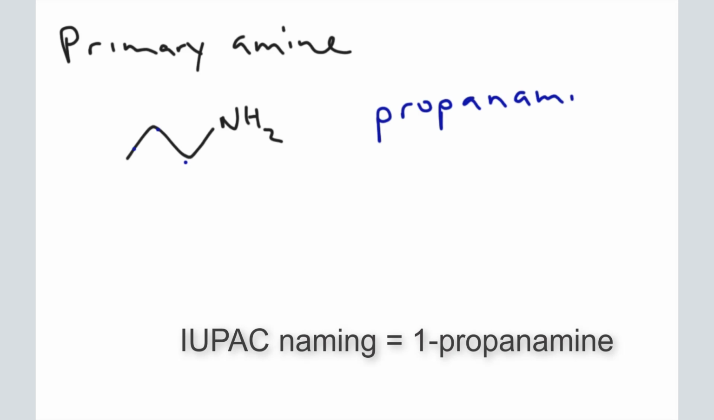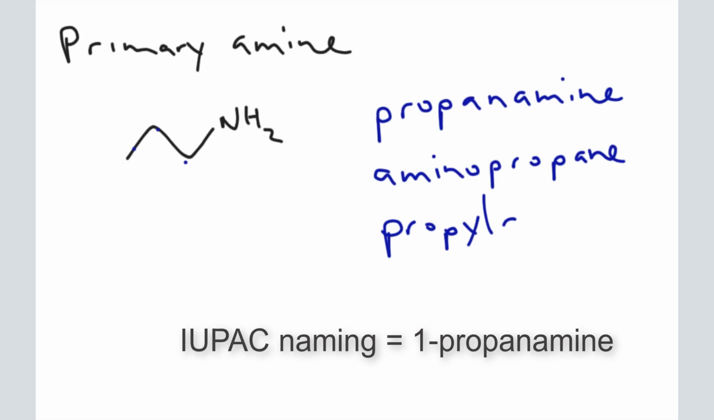So the primary amines have only one alkyl group attached to the nitrogen, and the root name is based on the longest chain name with the NH2 attached to it. If we find the longest carbon chain, we have 1, 2, 3 carbons. This is a propane, so we can simply call this a propanamine. We can also call this aminopropane. And we can also call this propylamine.